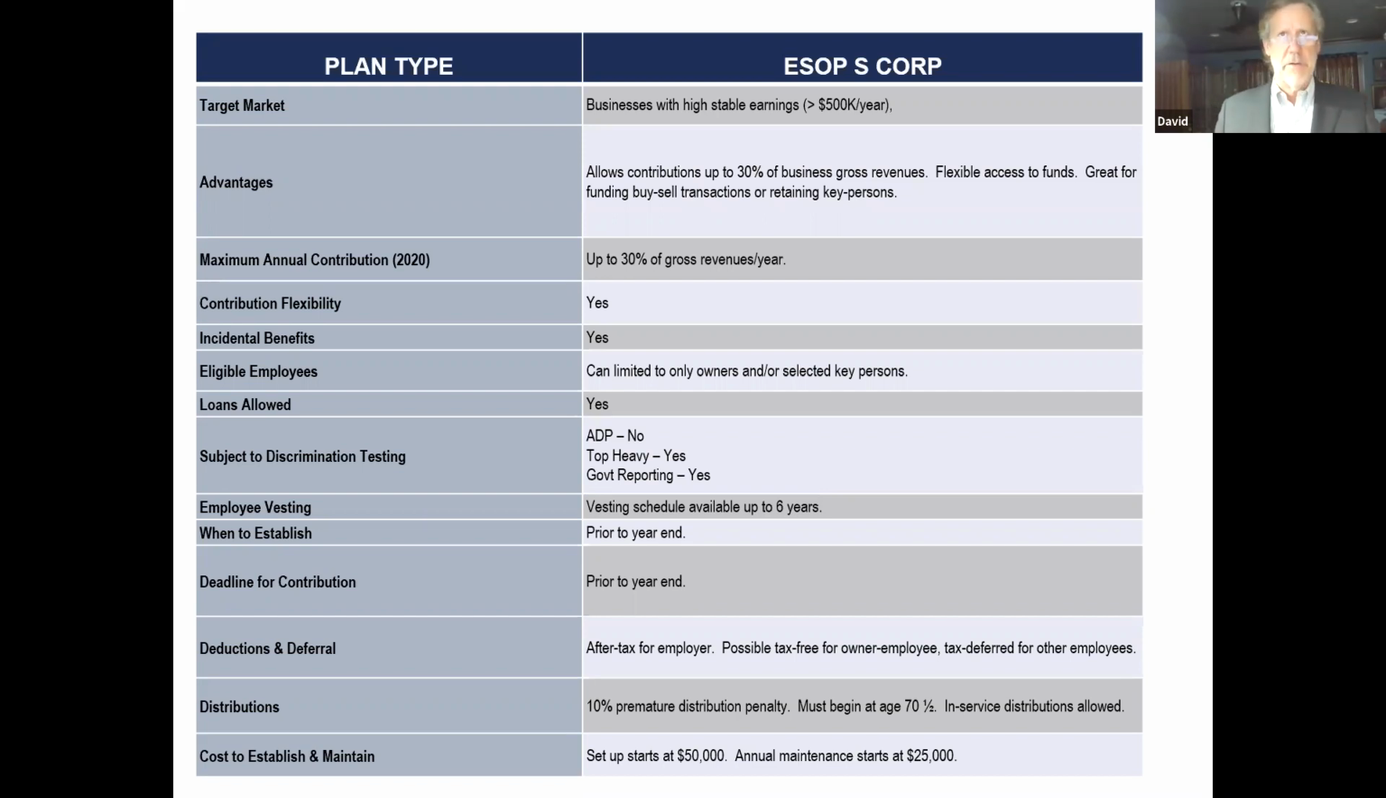If you don't take it out tax free, ultimately it goes to the beneficiaries of those participants, which then would be taxable income. So that's the ESOP S corporation.